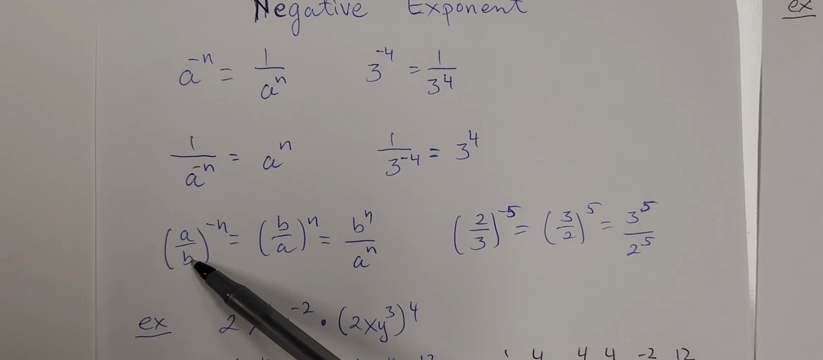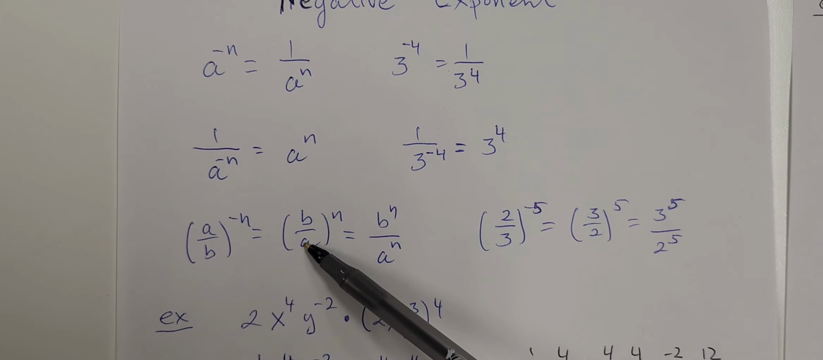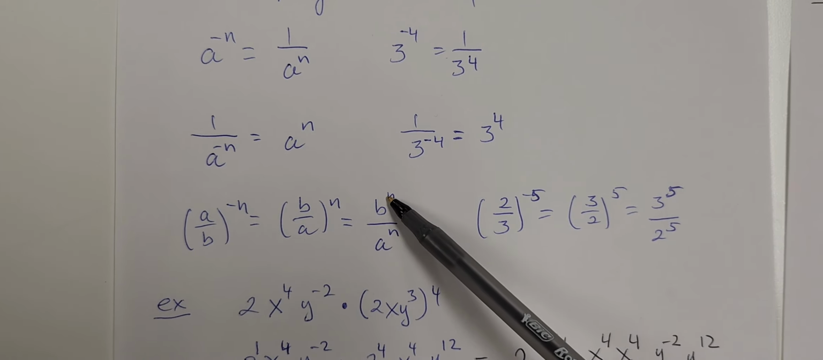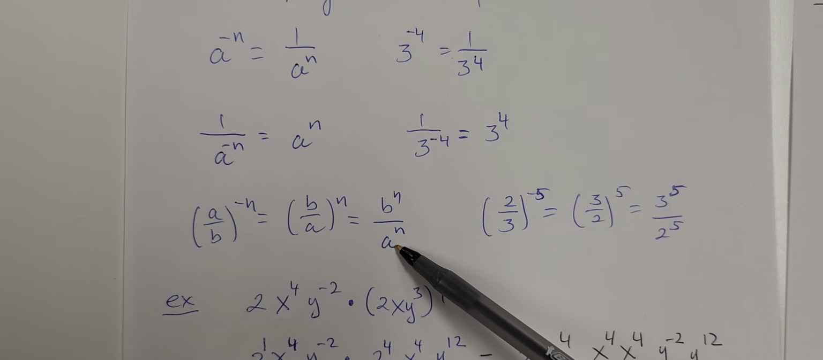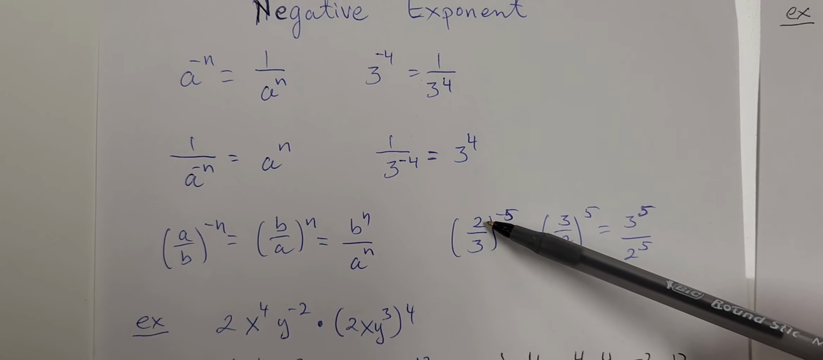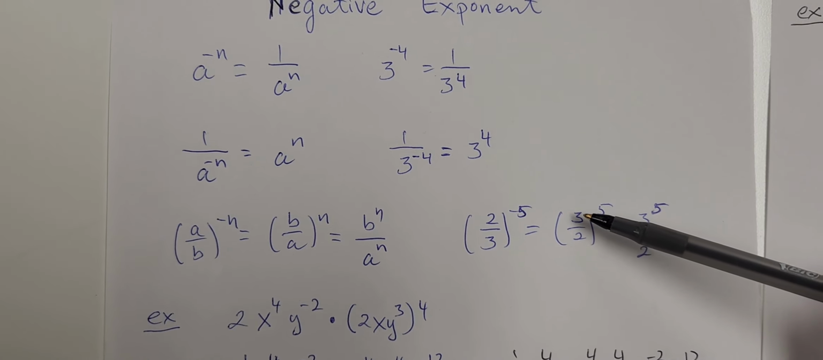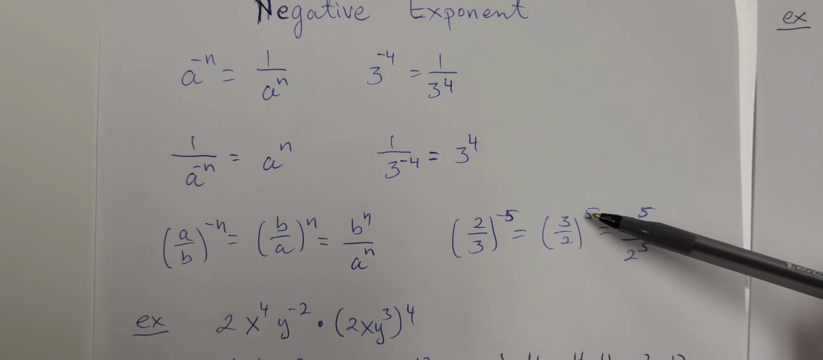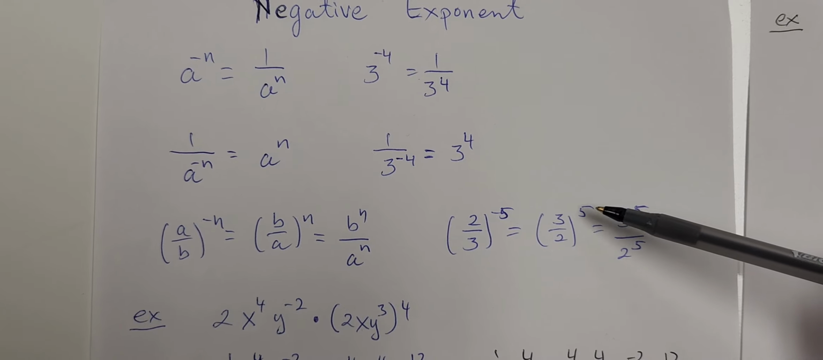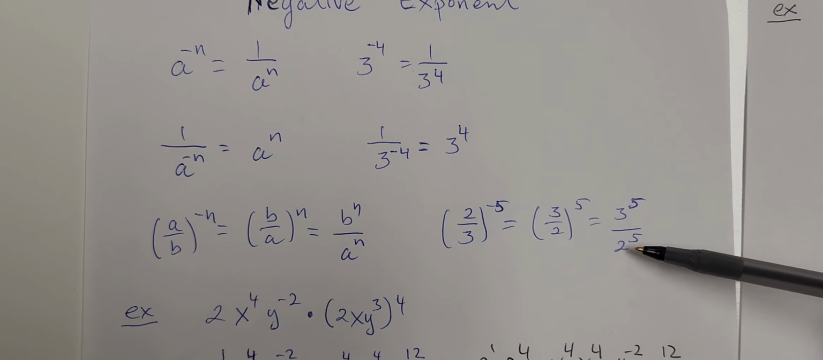If I have a fraction and my power is negative, flip the fraction inside first, and then the negative goes away. After that, distribute to the top and distribute to the bottom. So here's an example, 2 over 3 to the negative 5th. Reverse it, so it becomes 3 over 2. The negative power becomes positive, and then distribute: 3 to the 5th power, 2 to the 5th power.